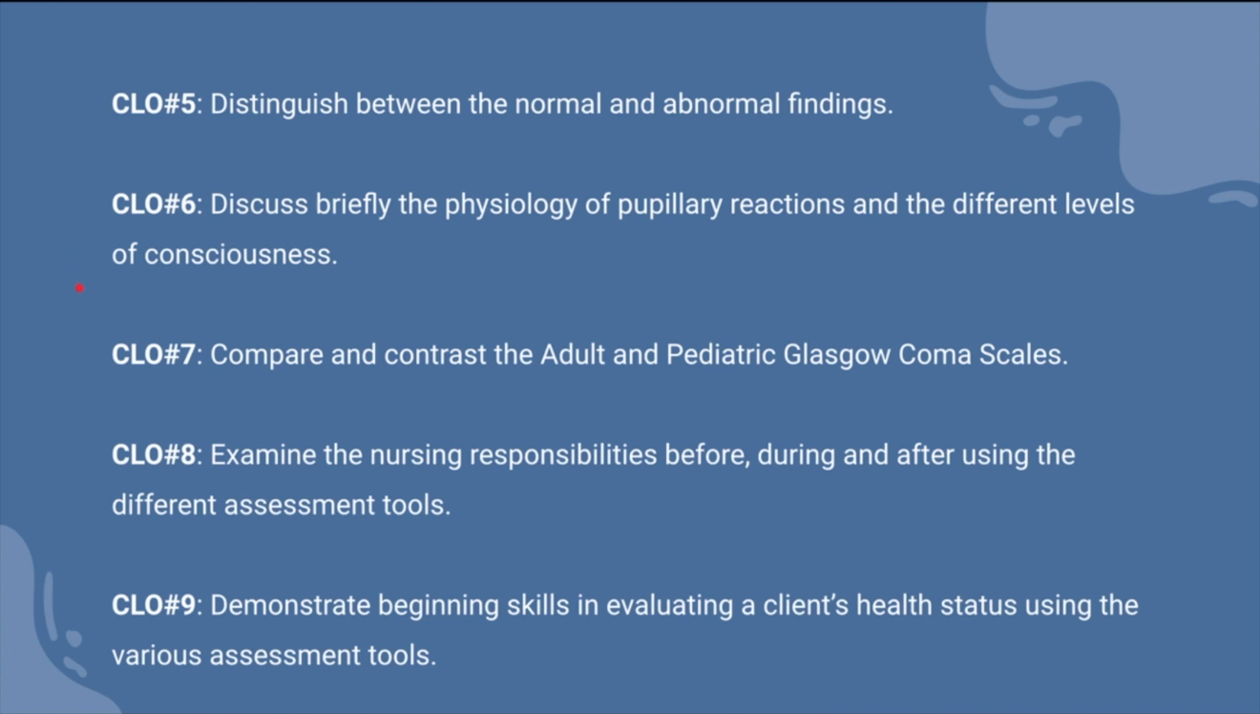CLO number 7 is to compare and contrast the adult and pediatric Glasgow Coma Scales. CLO number 8 is to examine the nursing responsibilities before, during, and after using the different assessment tools. And lastly, CLO number 9 is to demonstrate beginning skills in evaluating a client's health status using the various assessment tools.